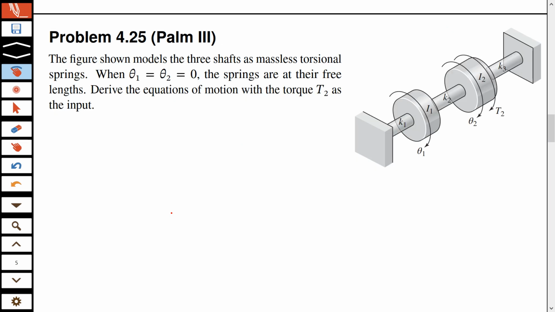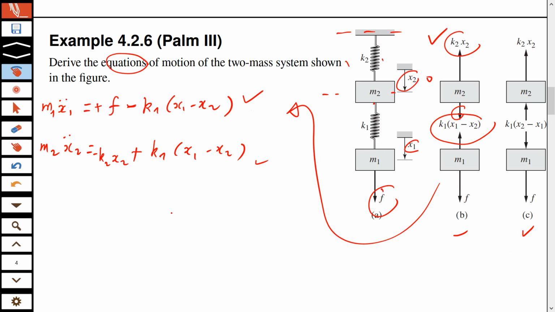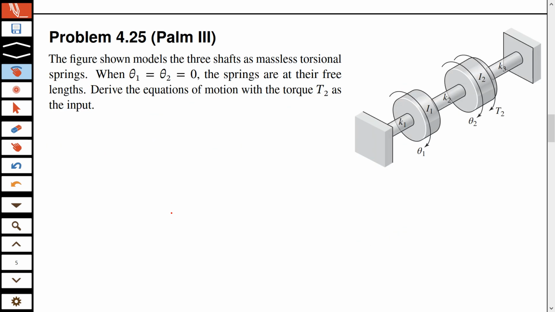Now this is the same problem, but this time you have the rotational version. Okay, so you have torsional springs here, and you have rigid bodies that are inertias. And this time you have three springs. So instead of looking at this 3D view, which looks confusing as far as the torsional springs are concerned, the first thing you need to note is that for theta1 and theta2 equal to 0, the springs are at their free lengths. Which means that the free length is not taken into account. You measure theta1 and theta2 from that free length. So you do not have to mention it explicitly.